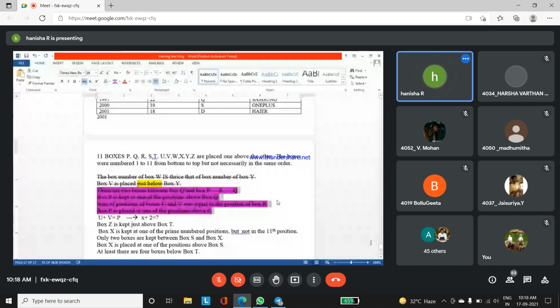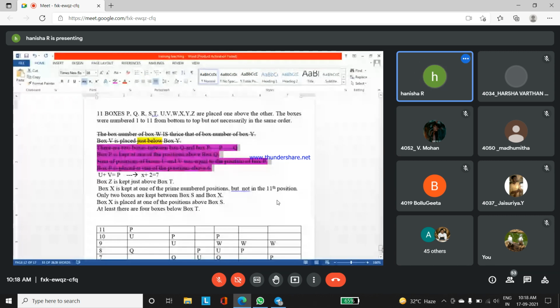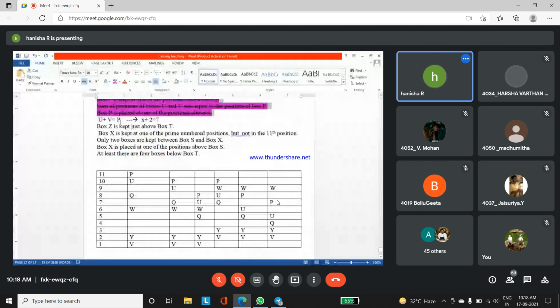The next one is box Z. Box Z is kept just above box D. Box Z is kept just above box D. And if you mingle all these things together, they will be interlinked. See, box Z is kept just above box T. So I'll highlight this just above. So whenever you place box Z or T, you can put the other one immediately. If I'm going to place T, then I can put Z. If I got the position of Z, then I can put T below immediately. So this is a supporting clue for us.